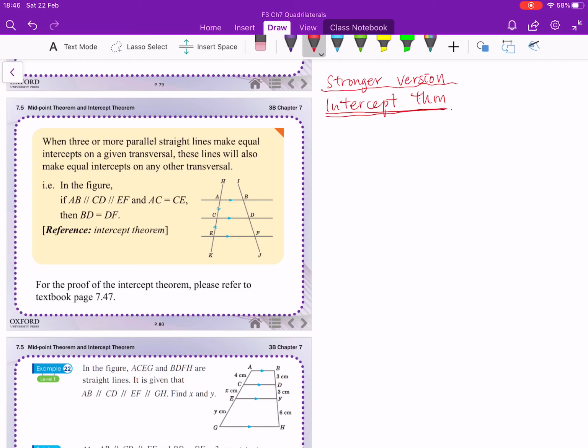Okay, when we have some parallel lines, at least three first, and we can draw two transversals on them, 1 and 2. For the first transversal, if it is cut in the ratio of A to B, then the second transversal is also cut in the ratio of A to B.